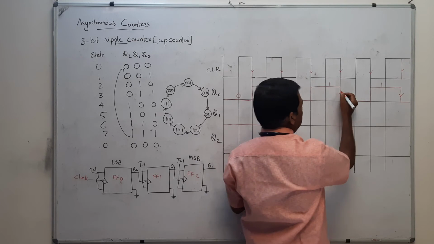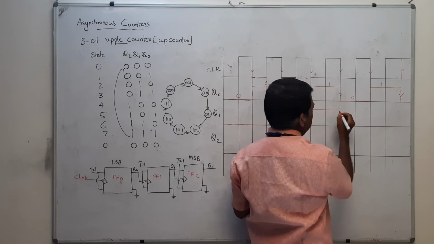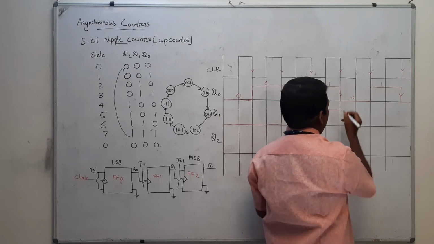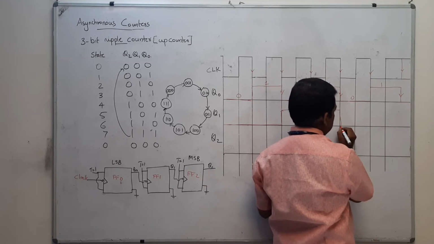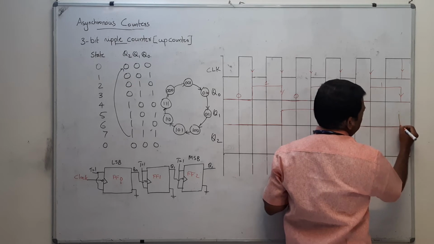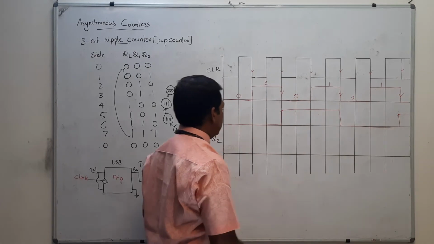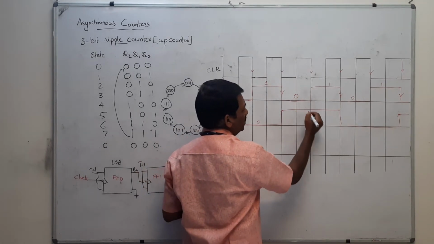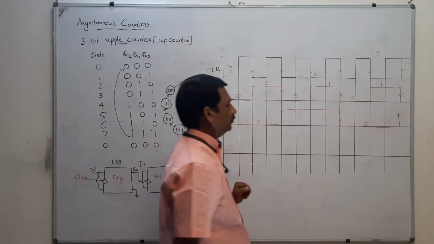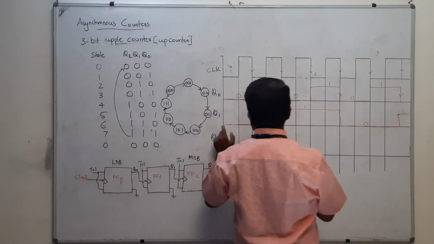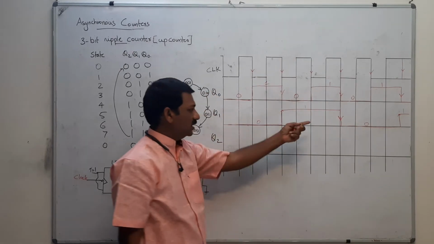The next negative edge is here, and until then it stays in the same state. When there is a negative edge trigger, it switches to the new state and stays in the same state. So here this is 0, this is 1, this is 0, and this is 1. Now for this Q1, this is the negative edge.